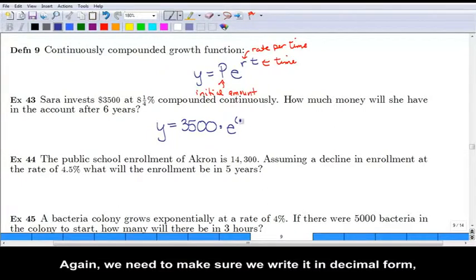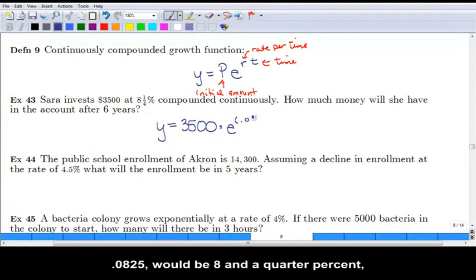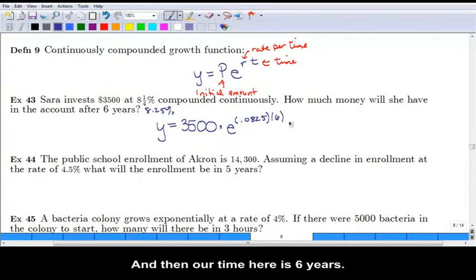Again, we need to make sure we write it in decimal form. 0.0825 would be 8.25%, because we move the decimal place 2 places. And then our time here is 6 years.